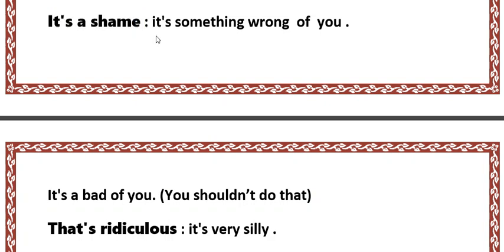Again, if any friend of you says bad words, okay? For example, he said a bad word, you can say, it's a shame on you. Don't you say it like that, don't you do it like that, it's a shame on you, okay? This is for it's a shame.